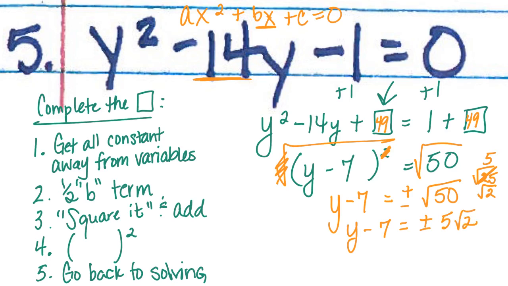If you don't know how to do that, go back to my lessons in chapter 6. Chapter 6, simplifying radicals, is what you will want. And then from here, we're just going to add 7 over to each side. I always put it in the front, so y is equal to 7 plus or minus 5 root 2.